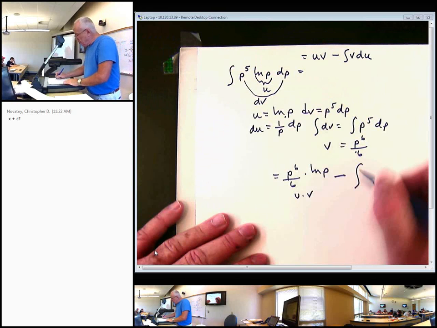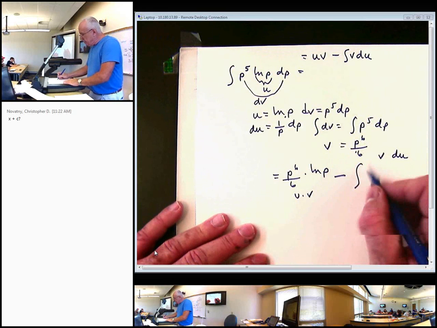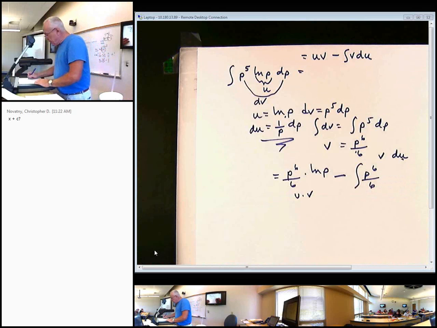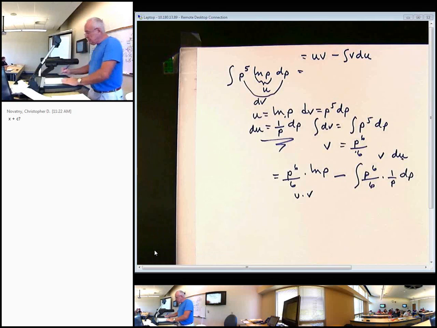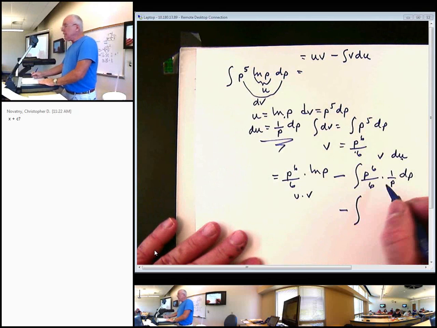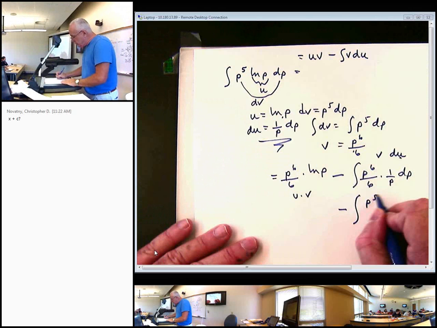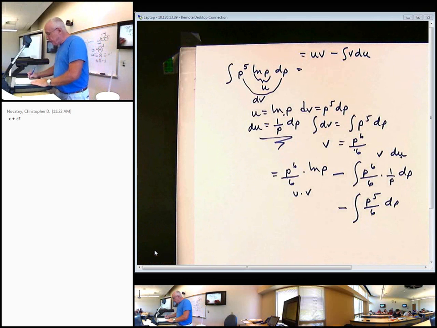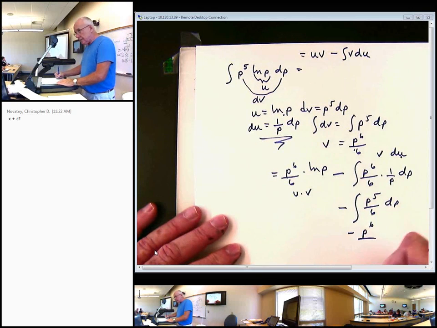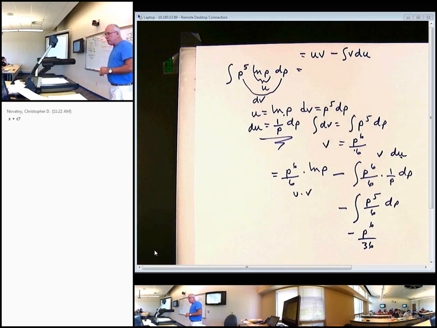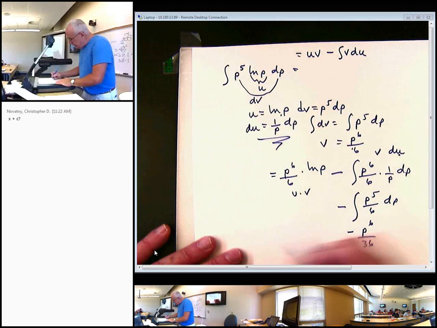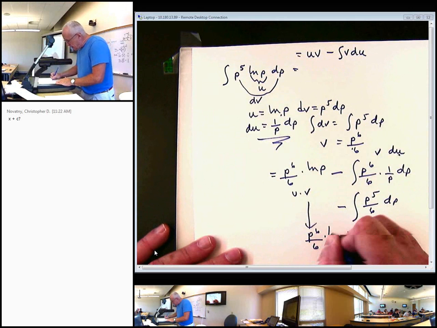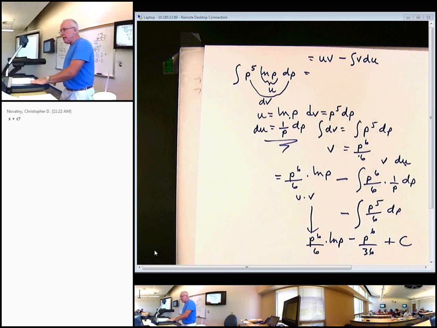Minus the integral of v du. Okay, what is v? v is p to the 6th over 6. What's my du? Well, right over here is my du. It's 1/p dp. All right, this integral here I can figure out. One of the p's cancels out. So I have p to the 5th over 6 dp. And so I can calculate that antiderivative. It's going to be p to the 6th over 6 times 6, or over 36, as my antiderivative there. And then up here in front of it, let's write down my u times v. I have p to the 6th over 6 times the ln of p. And then I put in a plus c at the end of this thing.